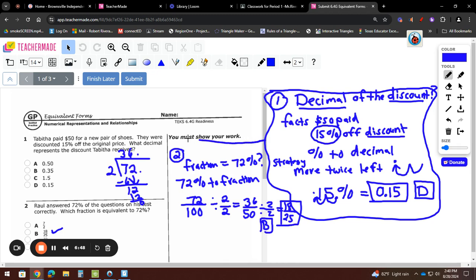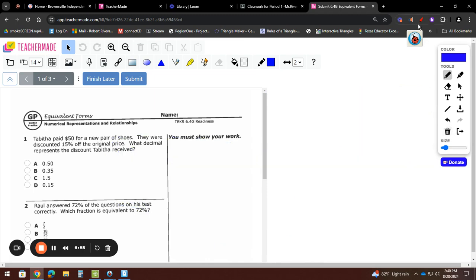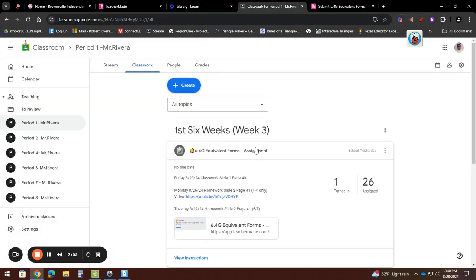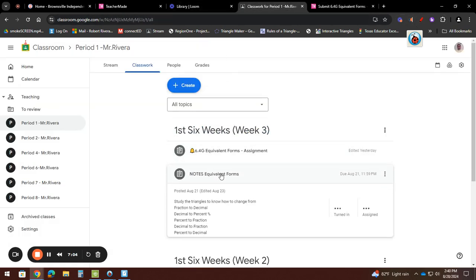And then I box all my work around to show Mr. Rivera that everything in here is for number 2. That's the way your paper should look, guys. And in case you're wondering, the triangle that I'm talking about, it's right here. Notes equivalent forms.